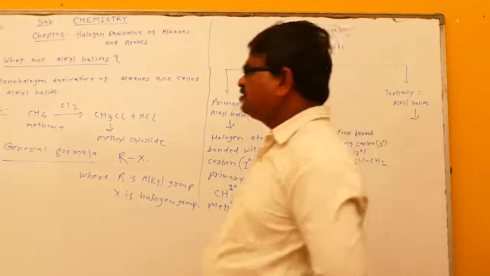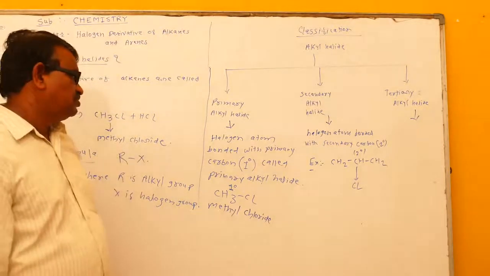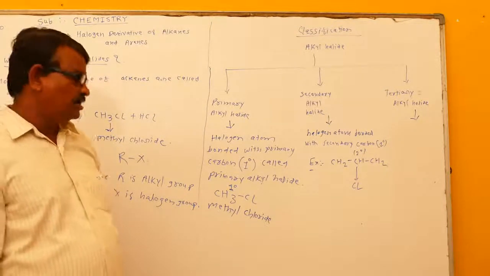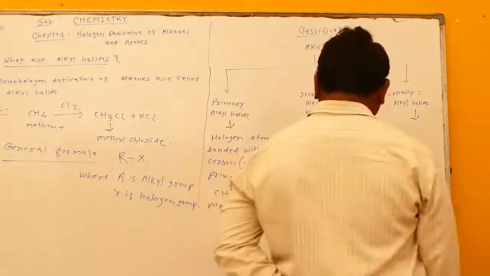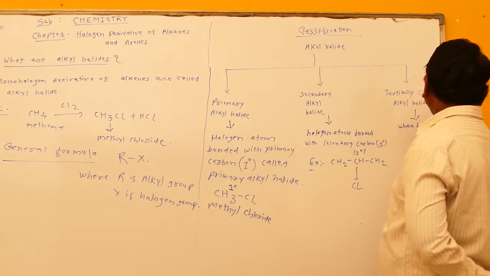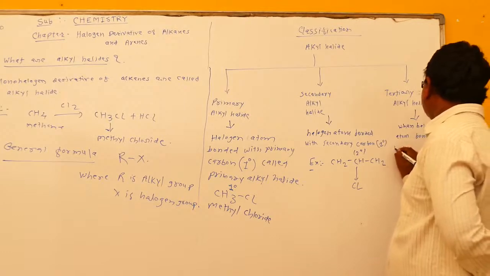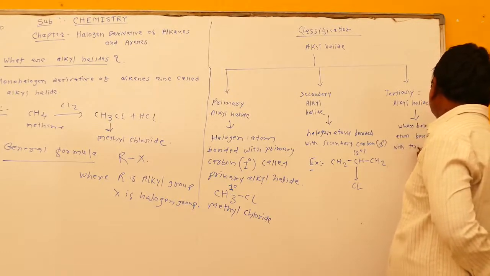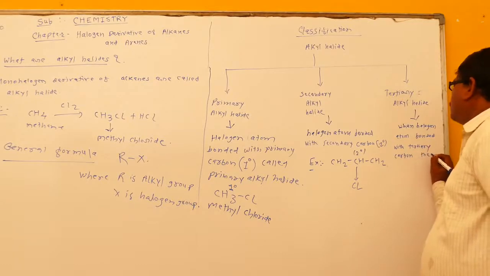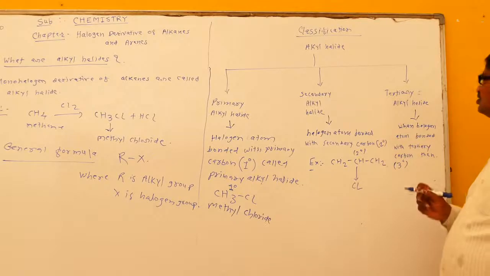Now for the tertiary alkyl halide, the definition is the same: when the halogen atom is bonded with the tertiary carbon atom, that is 3rd degree, then the compound formed is called a tertiary alkyl halide.